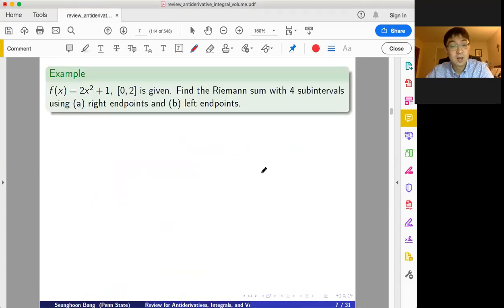So this equation, f of x equals 2x squared plus 1. The interval 0 to 2 is given. Find the Riemann sum with four sub-intervals using the right-hand point, and using the left-hand point. So what's that? You need to solve the next one. What's a Riemann sum? Do you remember?